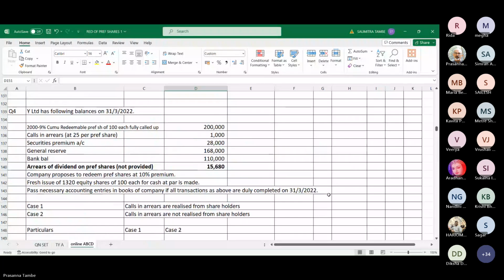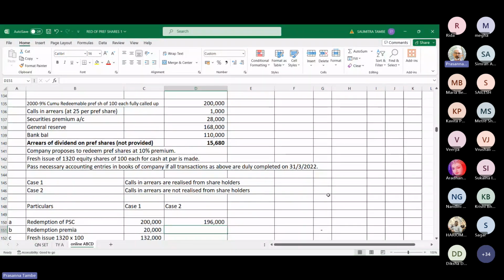Yes or no? Yes, sir. So that means against 2 lakhs, now we will have only 1,96,000 for redemption. Only 1,96,000 will be redeemed.